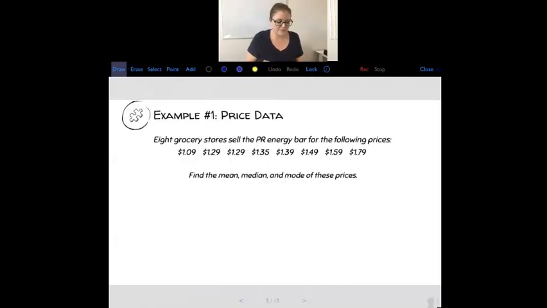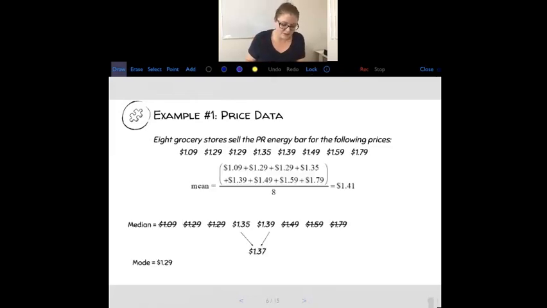An example: 8 grocery stores sell the PR Energy bar for the following prices. The prices are listed here for you, and notice that the set is already ordered smallest to largest. That's something to take note of, whether it's in MyMathLab or something in Canvas. Check before you start putting in the work to see if your set is already lowest to highest. The solution is on this next slide.